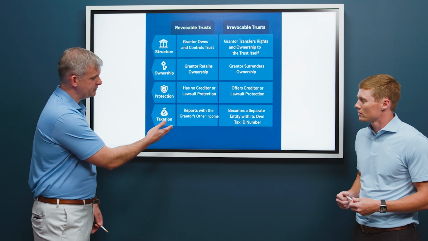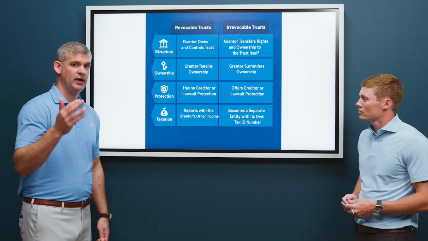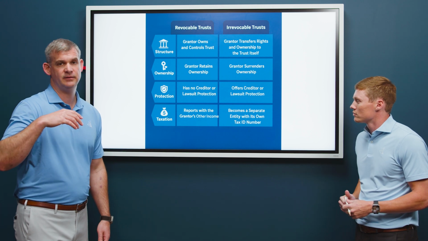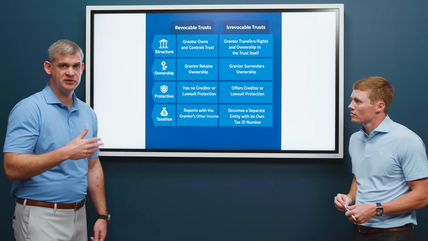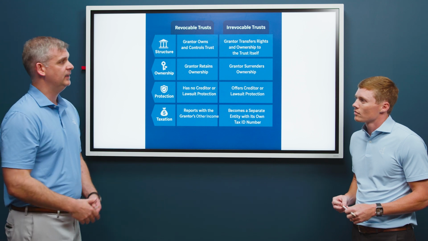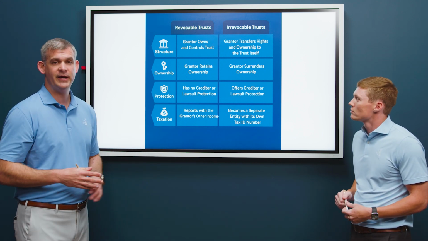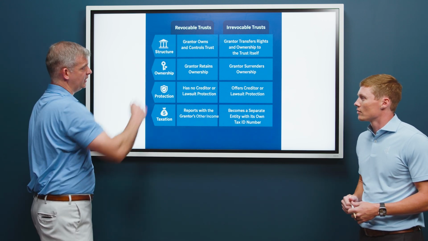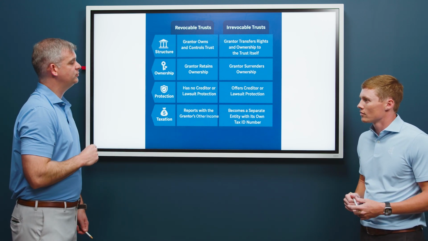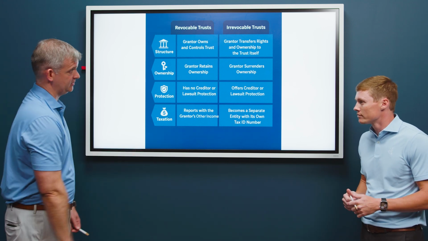And then the taxation. Typically, with a revocable trust, any income generated would show up on your tax return as the person that set up the trust. And once again, these are generally speaking. Trusts can be written a million different ways, but generally the revocable trust would be used for probate avoidance, which is the main reason we see.